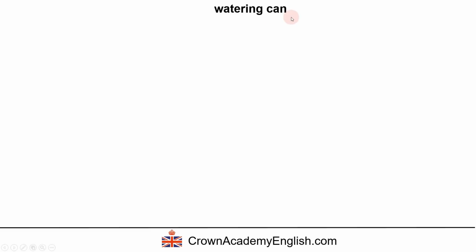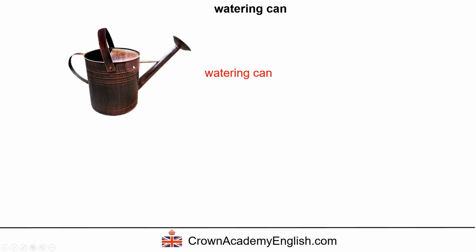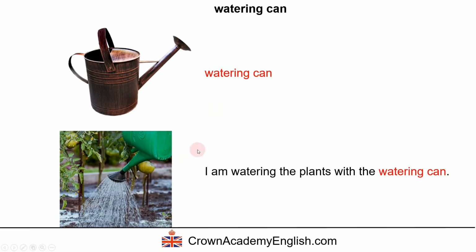A watering can. A watering can. Okay, so this is 2 words, and we often use the watering can in the garden. So I'm sure you all recognize the shape. So here is a watering can. And here we are using the watering can.